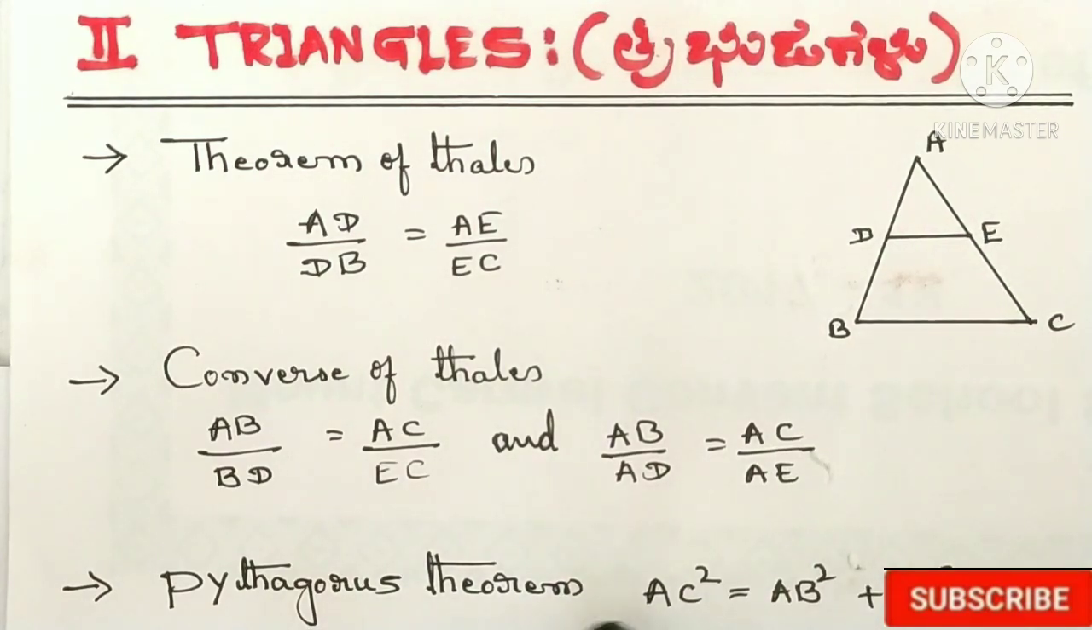Pythagoras theorem: AC square is equal to AB square plus BC square. You should remember all these formulas.